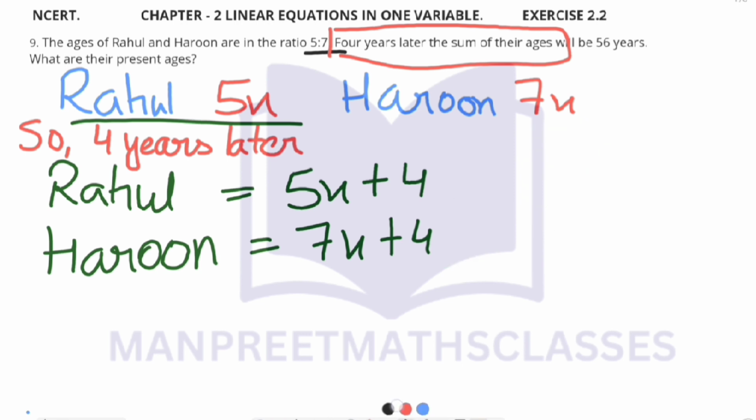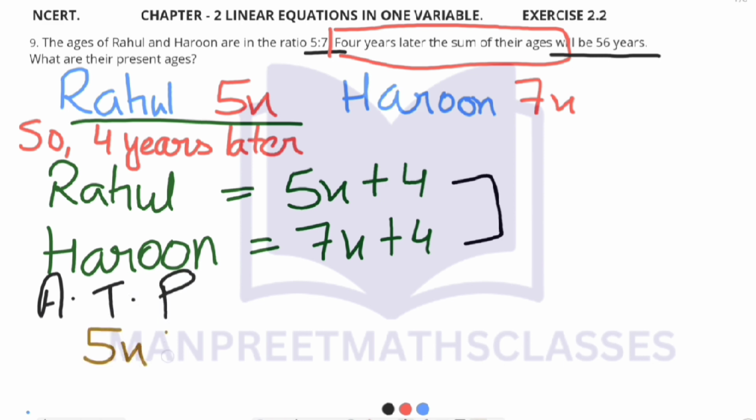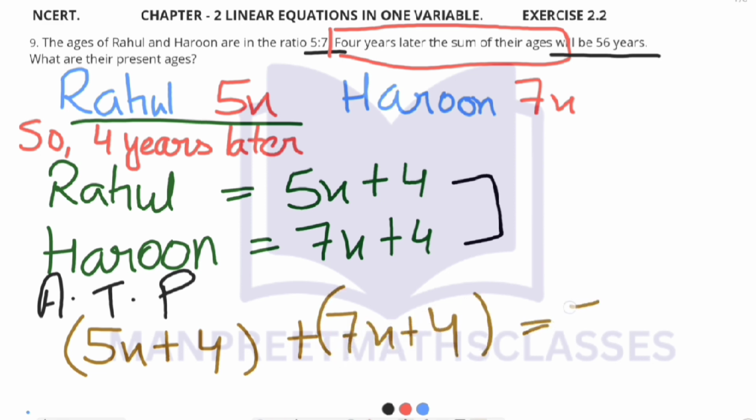Now according to our question, what is given? The sum of their ages after 4 years. Now we are having their ages 4 years later. Now we need to do their sum. So according to problem, 5x plus 4, age of Rahul plus age of Harun, that is 7x plus 4 is equals to 56. Now we will solve this.